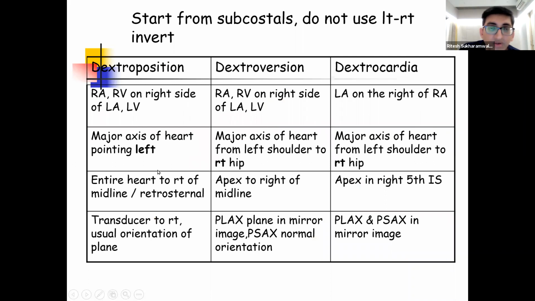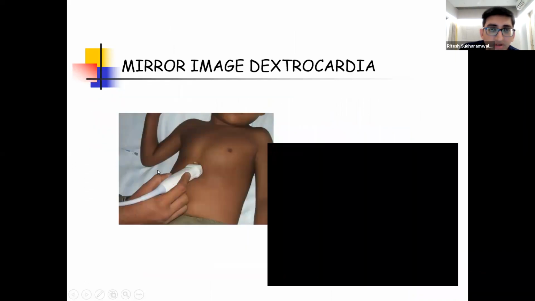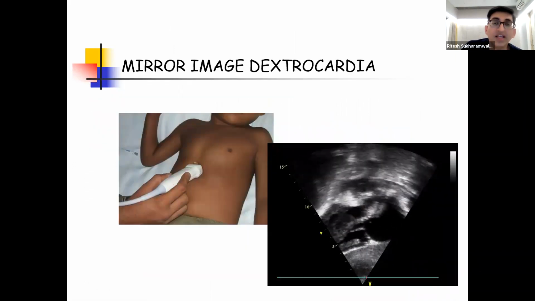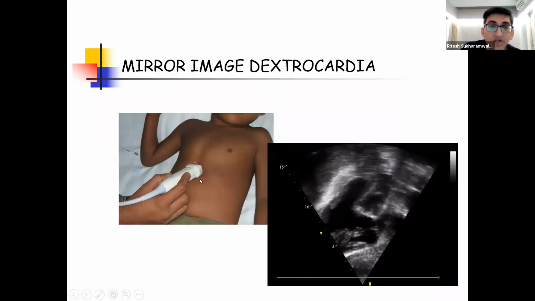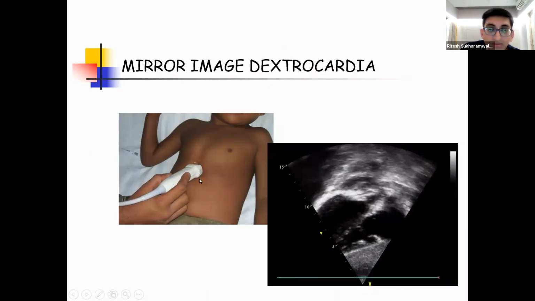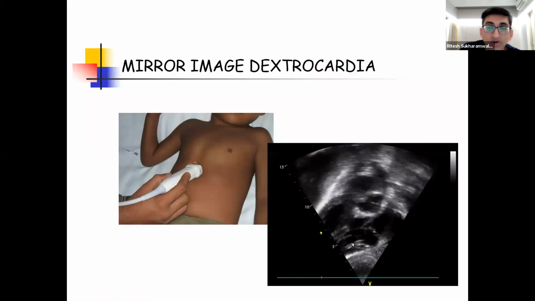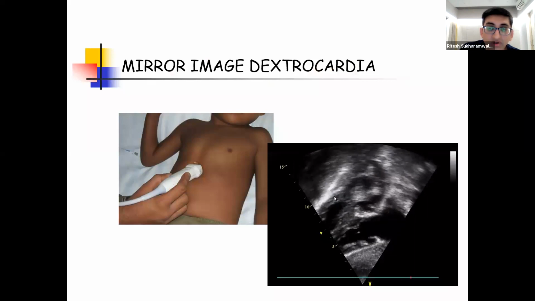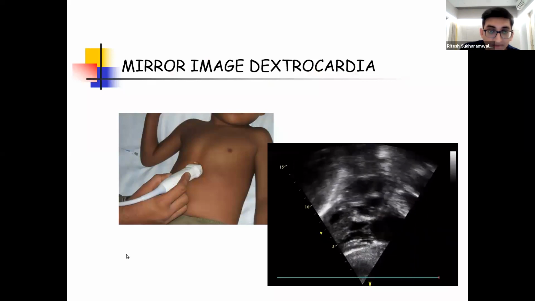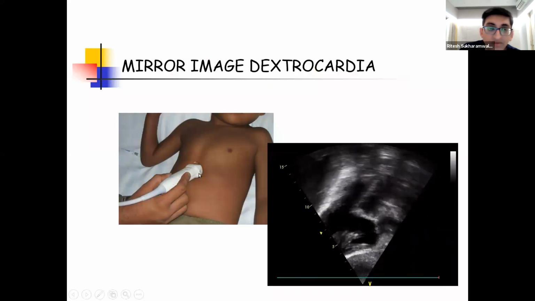So how are we going to image in patients with dextrocardia? The subcostal view is going to be the same as the normal view, but what we are going to see is that the apex will be facing towards the right instead of left. The subcostal view, the position will be the same.